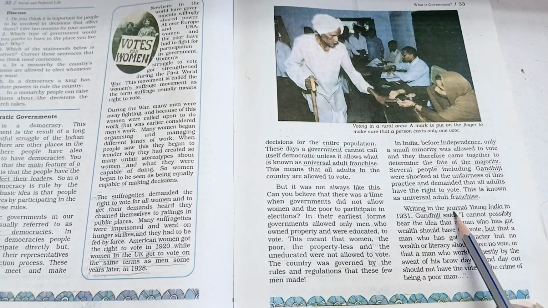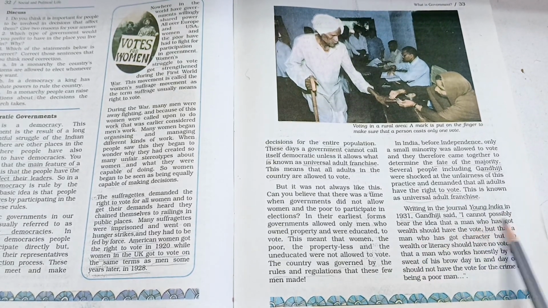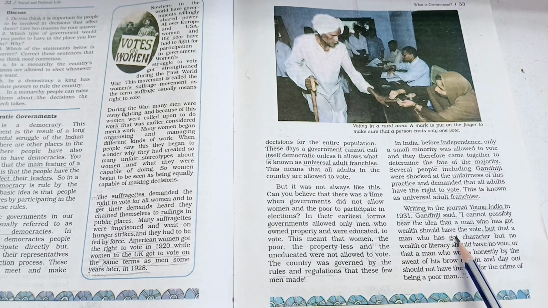Writing in the journal Young India in 1931, Gandhiji said, "I cannot possibly bear the idea that a man who has got wealth should have the vote, but that a man who has got character but no wealth or literacy should have no vote, or that a man who works honestly by the sweat of his brow day in and day out should not have the vote for the crime of being a poor man."